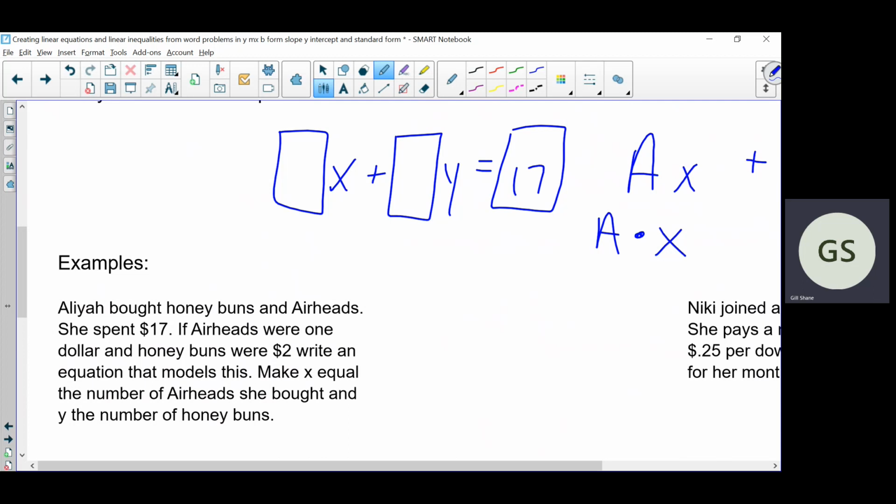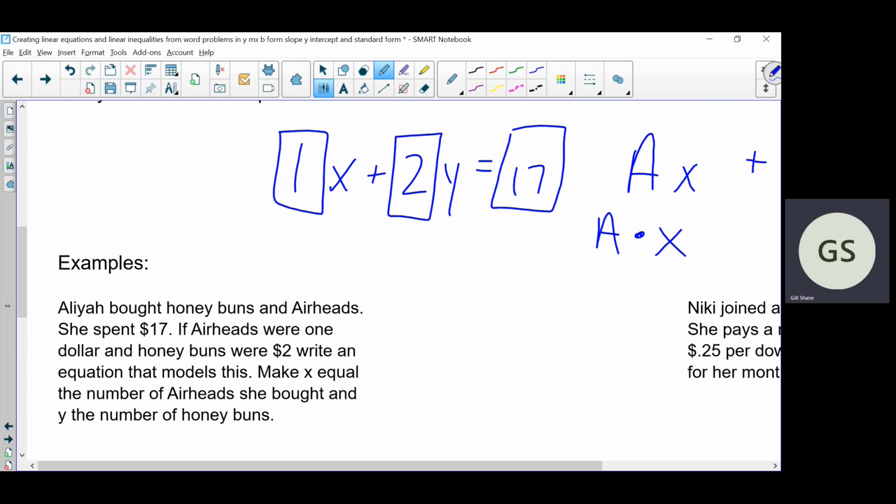I'm not going to put how much a honey bun costs in front of how many airheads. That would make no sense. So, like I said, it kind of just falls into place once you understand which formula or which equation you're using. So then what's got to go in front of the y? If x is about airheads, 2's got to go in front of the y.